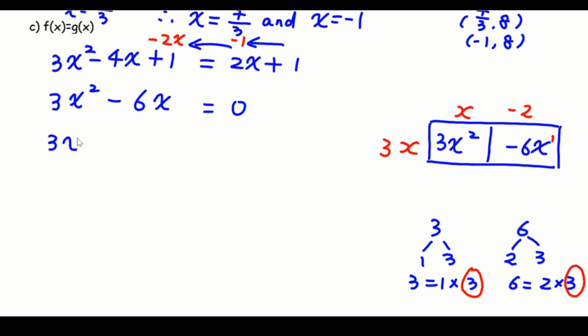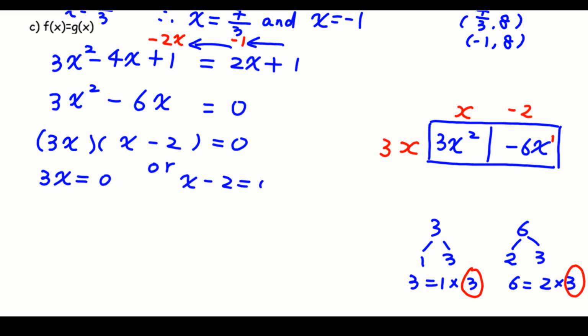So 3x is one side. Another side is x minus 2. Then we have these 2 factors. We could think of each one in brackets, so each bracket equals 0. 3x equals 0 or x minus 2 equals 0. Then we solve for x. Move the 3 to the other side. The opposite operation is division, so 0 divided by 3 is 0. And minus 2 moved to the other side is plus 2. So x equals 2. And these are the 2 solutions for f at x equals g at x.